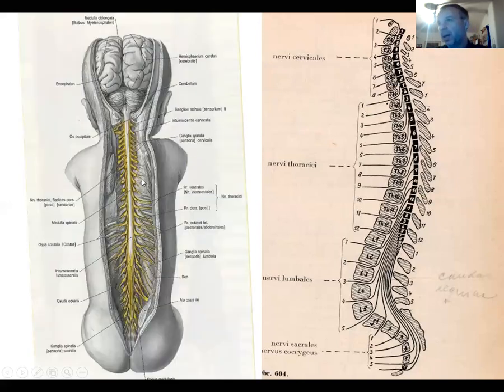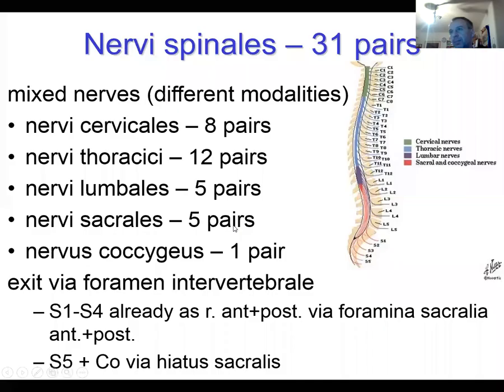And if we look into the opened vertebral canal from dorsally, we can see the spinal cord terminating here, and then the spinal nerves leaving the spinal cord, and you can see that each spinal nerve contains its ganglion. Okay, how many spinal nerves do we have?